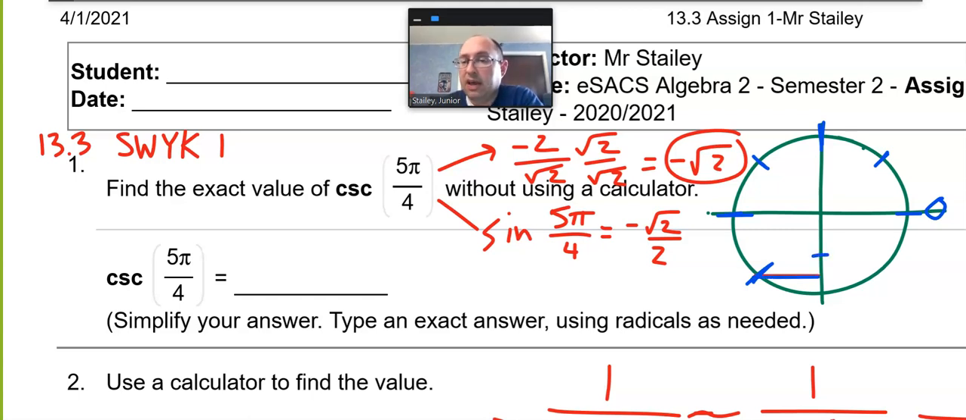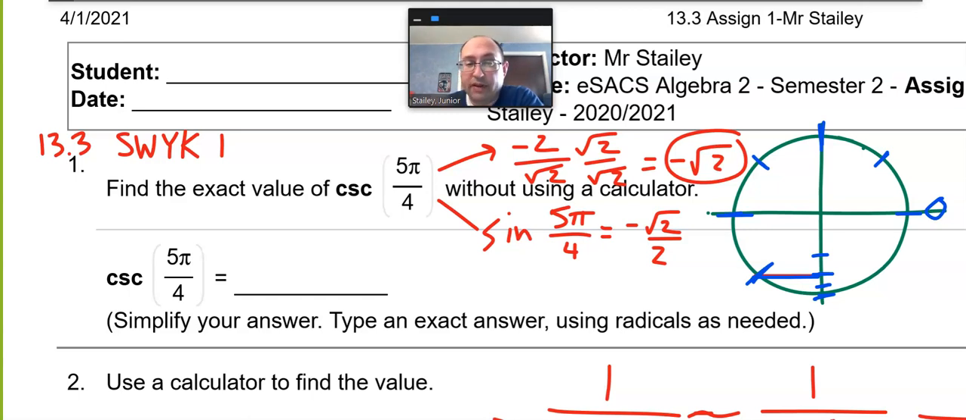Is that negative a half? No. Is it negative radical 2 over 2? Yes. Is it negative radical 3 over 2? No. Is it negative 1? No. Obviously, the better you draw your circle, the easier it will be. But negative radical 2 over 2 is the y value.